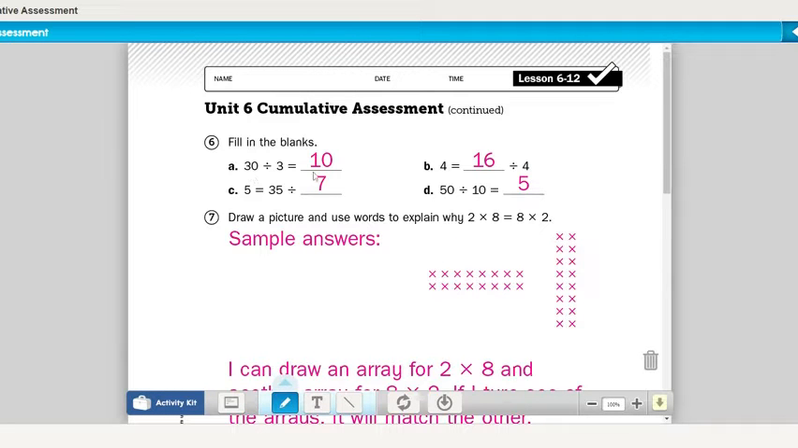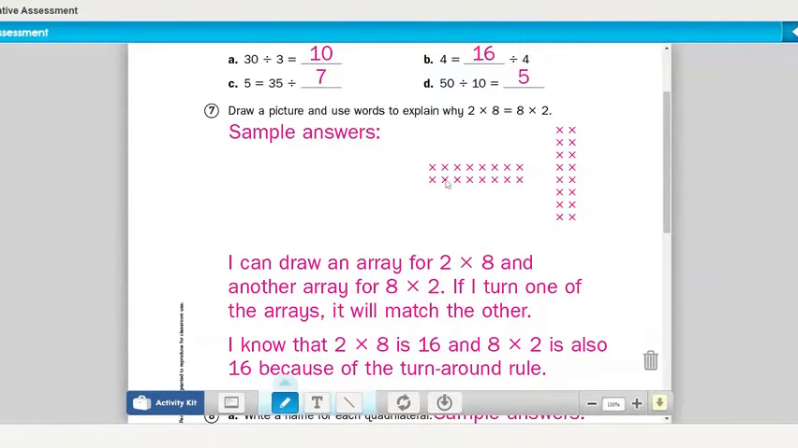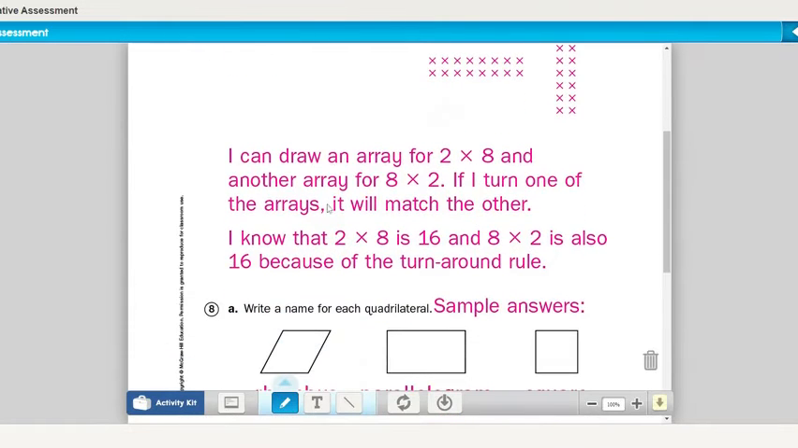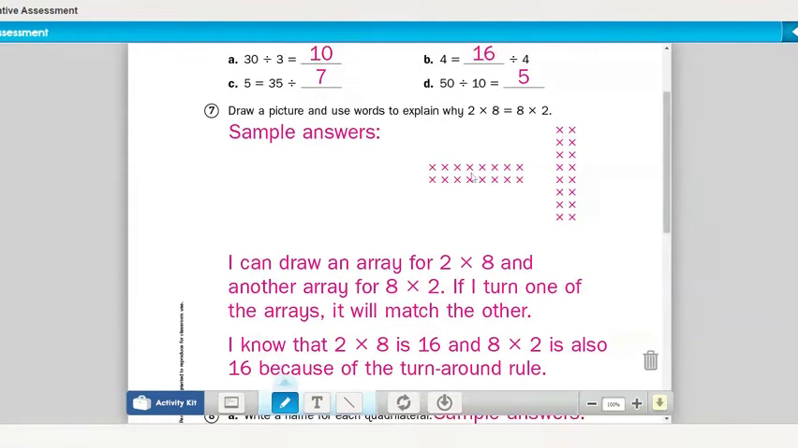Have some division here. 10, 16, 7, 15. You need to have an array. You can have a 2 by 8 array this way or an 8 by 2 array this way. Then you need to have words to explain this. Here are 2 examples. I can draw an array for 2 by 8 and another array for 8 by 2. If I turn one of the arrays, it will match the other. Or you could say something like, I know 2 times 8 is 16 and 8 times 2 is 16 because of the turnaround rule. You need to have some understanding that these are equal.